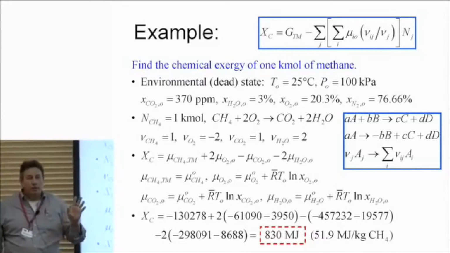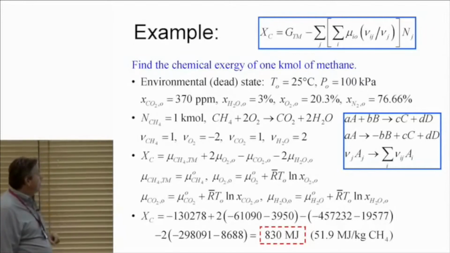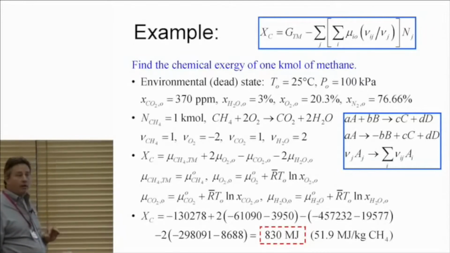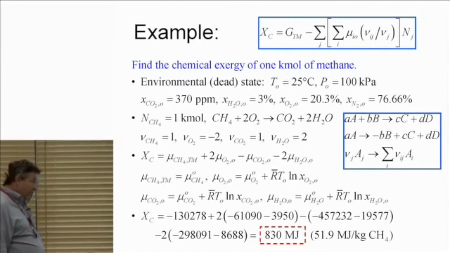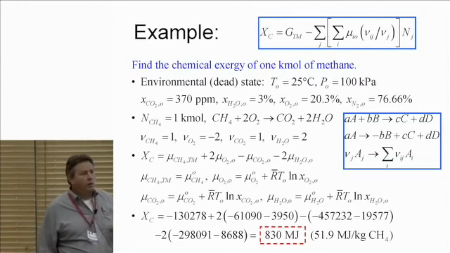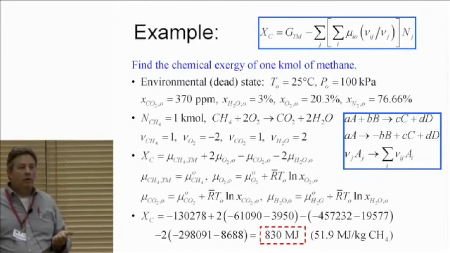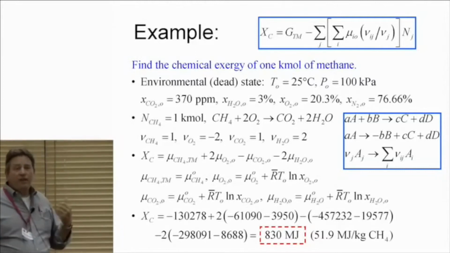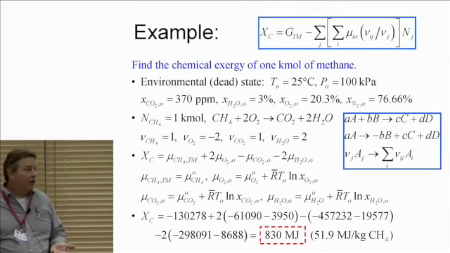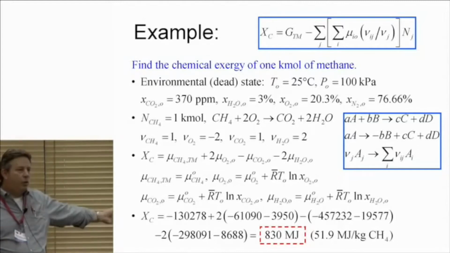Numbers for those who actually want numbers. 830 megajoules is how much work you could get from a kilomole of methane in the surroundings. If you put that on a mass basis, 51.9 megajoules per kilogram of methane. Remember what the lower heating value is for methane? Or the higher heating value? It's 50 megajoules for the lower heating value and 55 for the higher. This says that the work you could get from this is a little bit higher than the lower heating value and a little bit lower than the higher heating value.